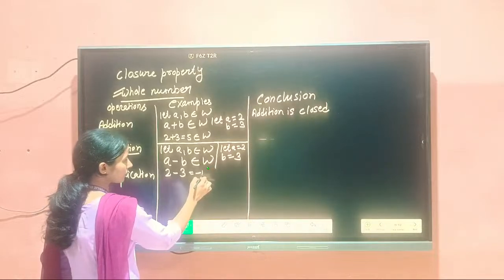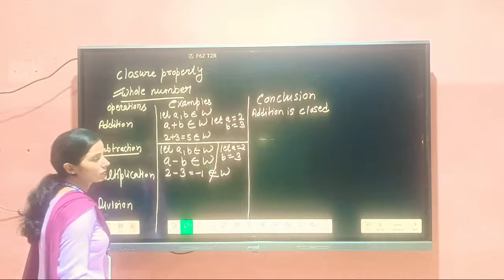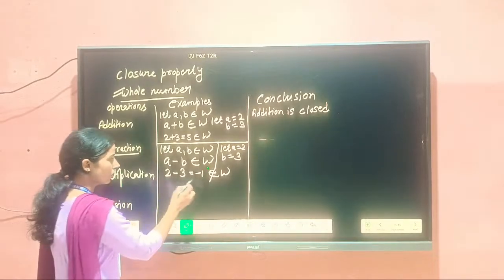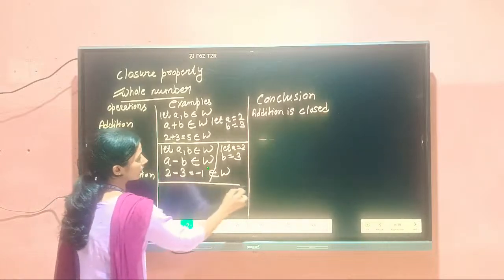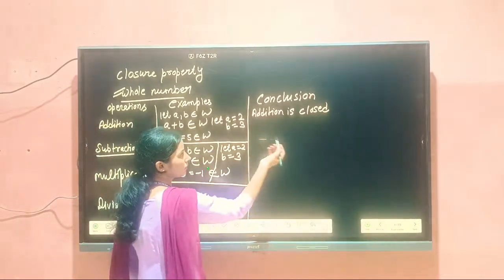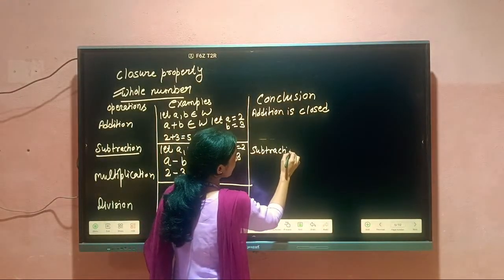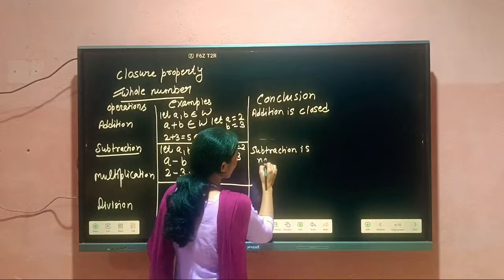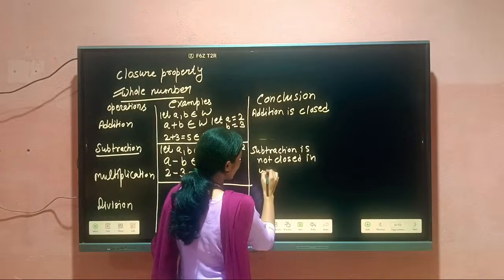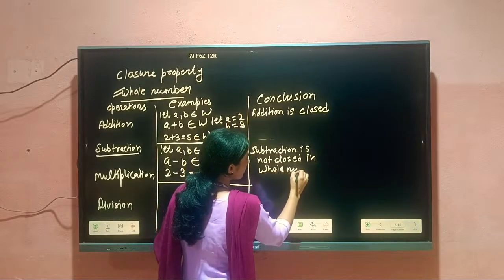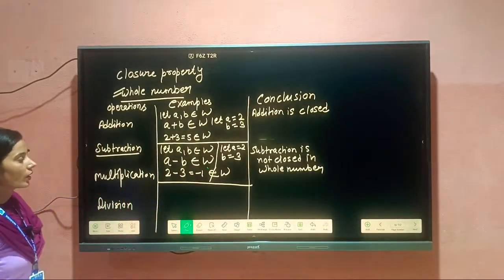My answer is -1, which does not belong to whole numbers. -1 is not a whole number. It means it doesn't belong to whole numbers. What is our conclusion? Our conclusion is subtraction is not closed in whole numbers. This is our conclusion.